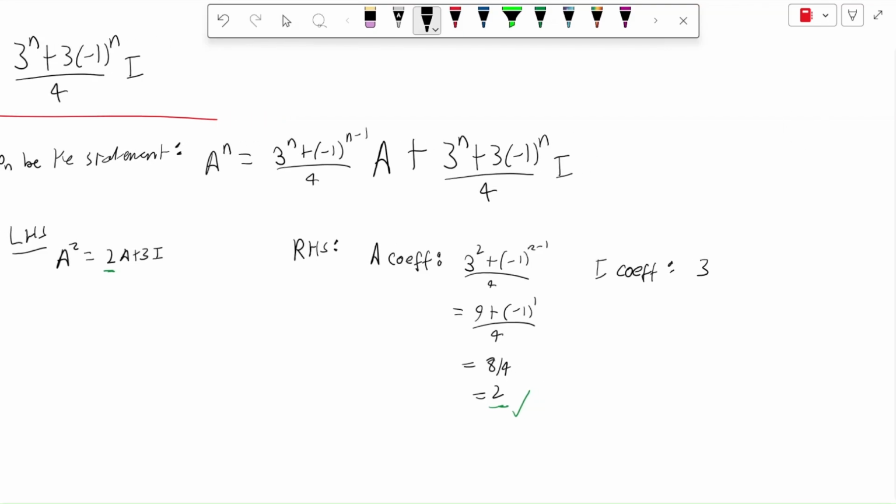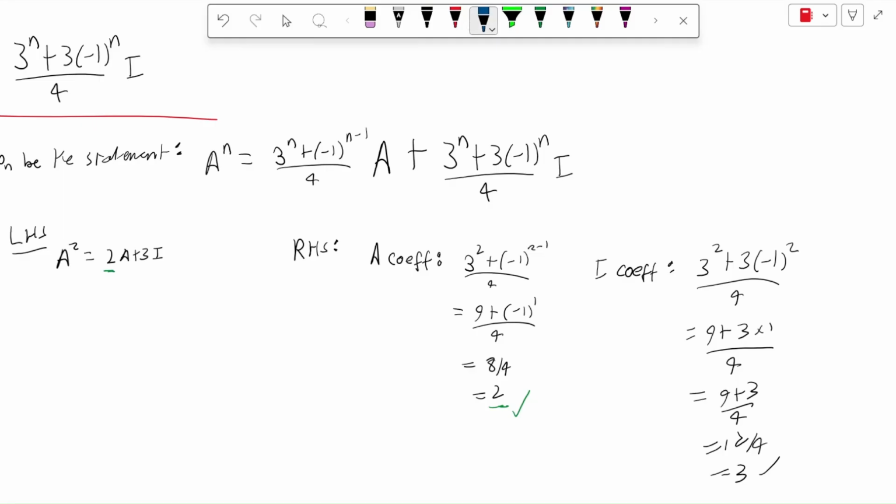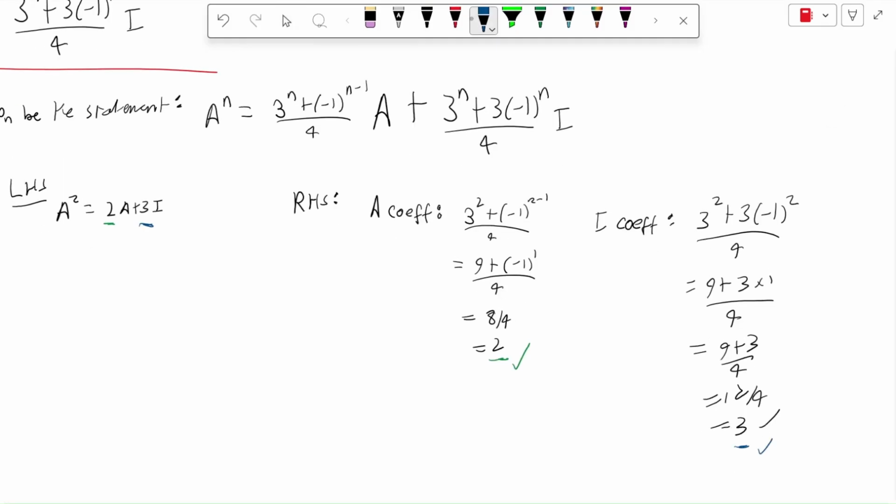And for the I coefficient, that's going to be (3^2 + 3 times (-1)^2)/4. This is (9 + 3 times 1)/4. This is 9 plus 3 over 4, which is 12 over 4, which is 3. So it looks like the 3 matches with the 3I as well.